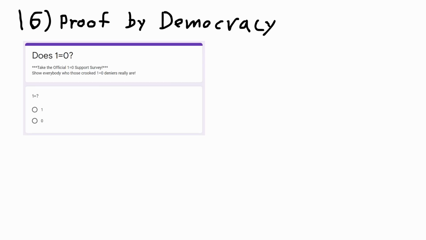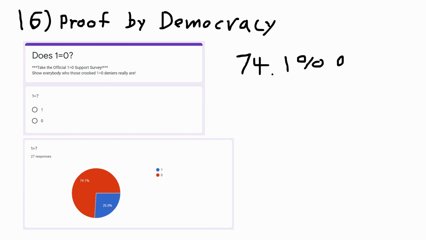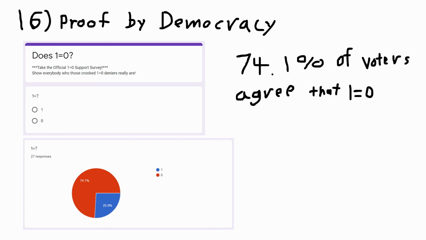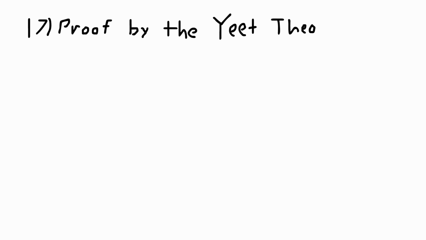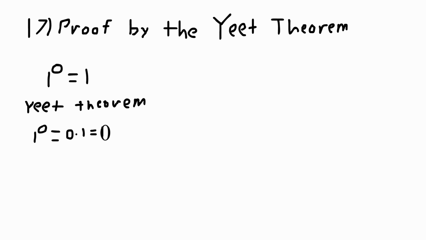Proof by democracy. According to the official 1 equals 0 poll, 74.1% of voters agree that 1 equals 0. Proof by the Yeet theorem. 1 to the 0 is equal to 1. By the Yeet theorem, 1 to the 0 is equal to 0 times 1, which is equal to 0. Therefore, 1 equals 0. Proof by Jazz.